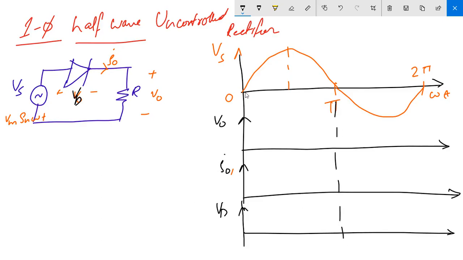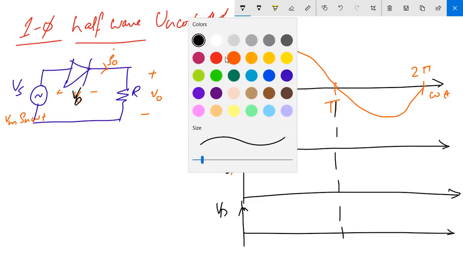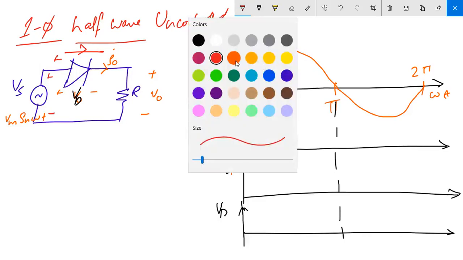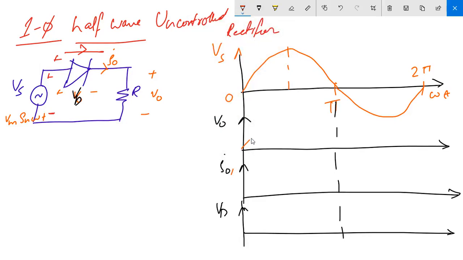During the positive half cycle, this terminal is positive and this terminal is negative. Your diode is forward biased, which means it is going to conduct and current will be flowing. So you are going to get a waveform, and the shape of the waveform will be your supply waveform, like this.